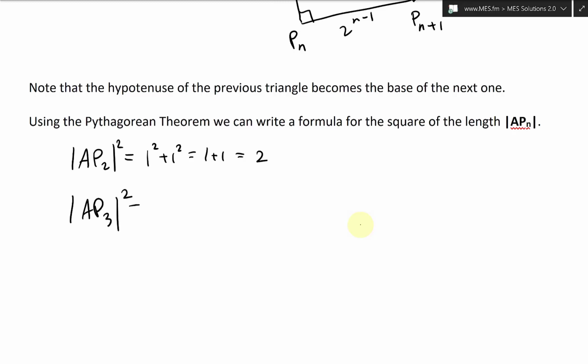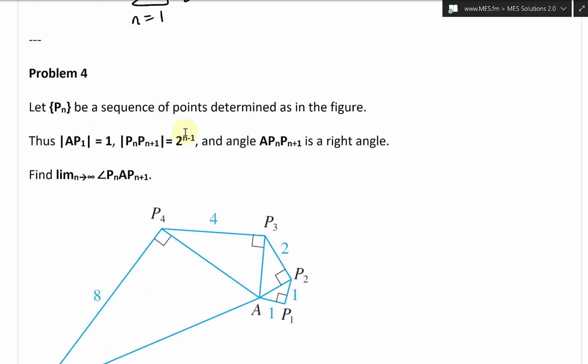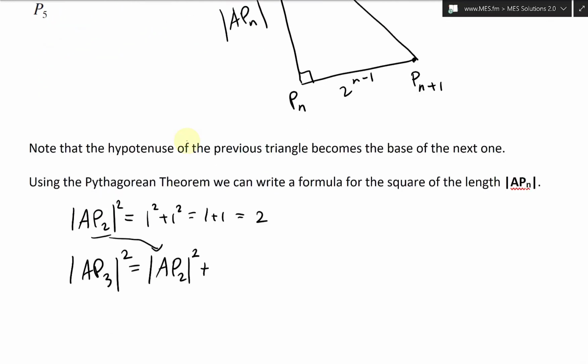AP3 squared is equal to AP2 squared. The hypotenuse becomes the base, and then plus our other side, which increases to 2 to the n minus 1. And this is going to be 2. Then this is going to equal, well, we know this is 2 plus 2. And this is a square, so 2 plus 4. I'm not going to solve it, I'll just leave it like that. This becomes 2 plus 2 squared. Just keep it like that.